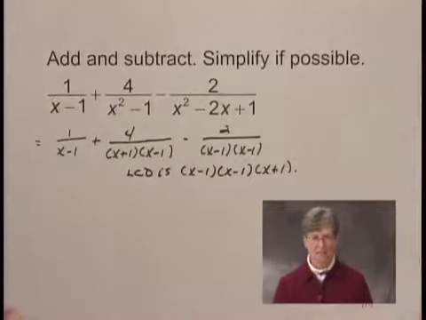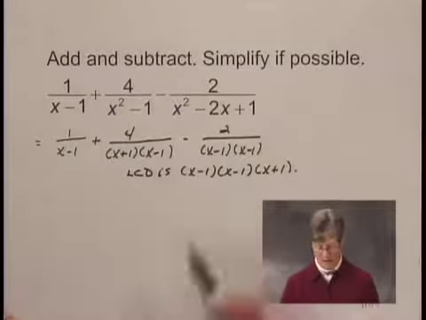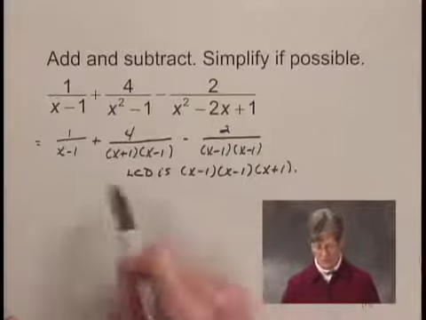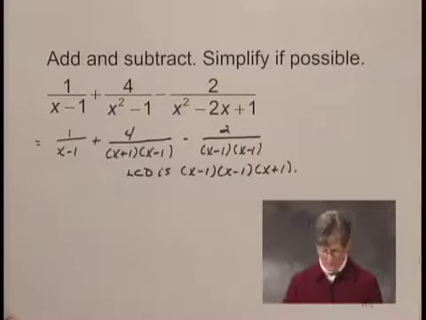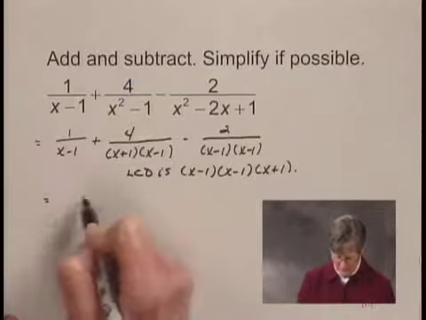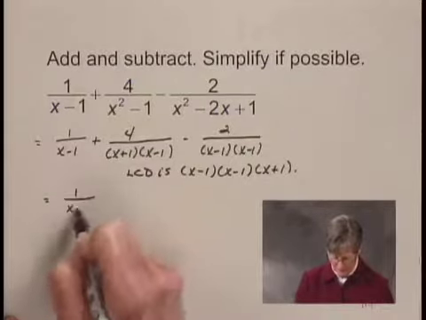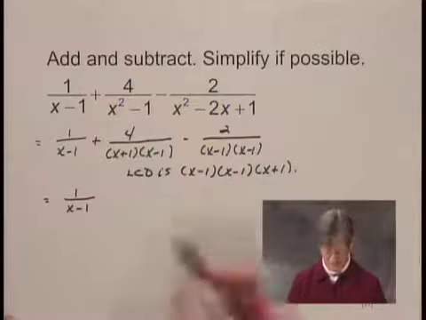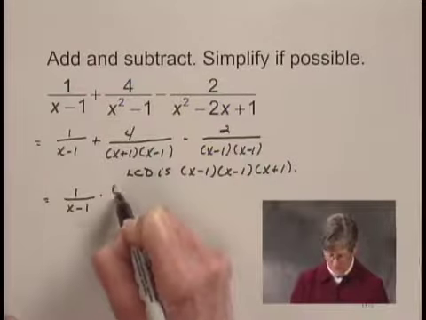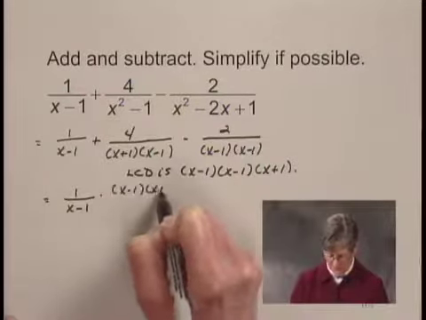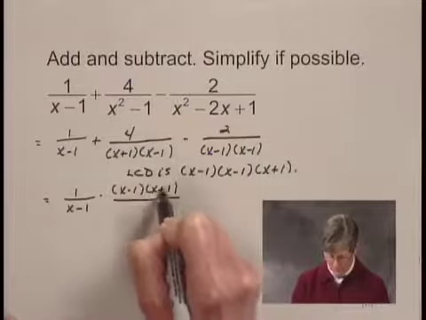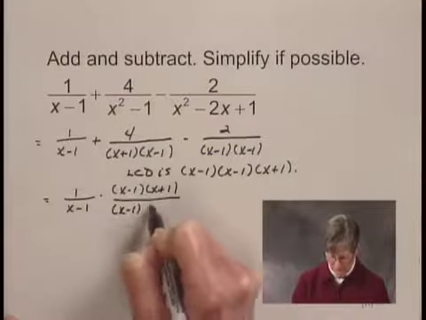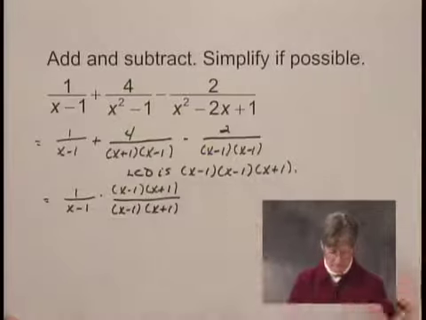And now that we have the LCD, we need to multiply each of these fractions by a form of 1 so that each one has this denominator. And let's look first at 1 over x minus 1. It lacks a factor of x minus 1 and a factor of x plus 1. So we'll multiply by x minus 1 times x plus 1 over x minus 1 times x plus 1.